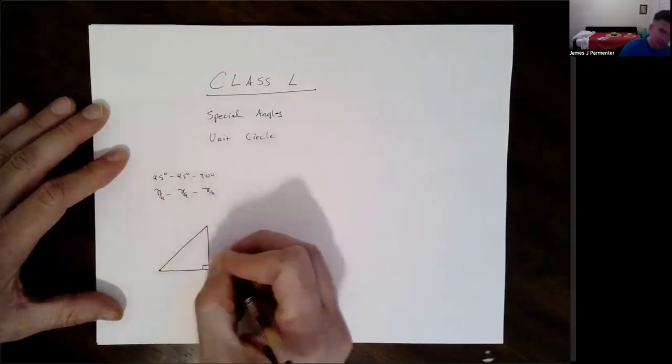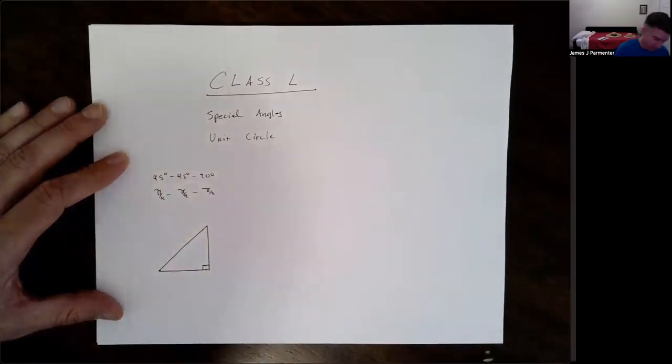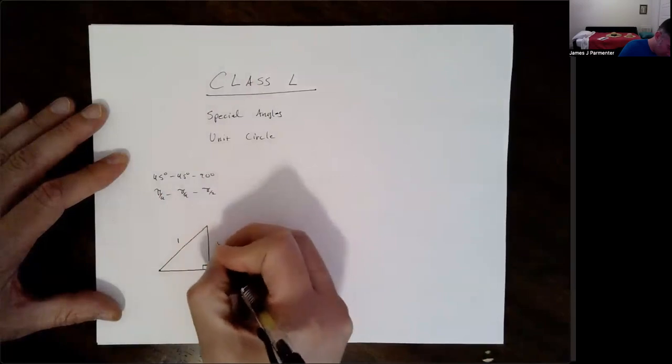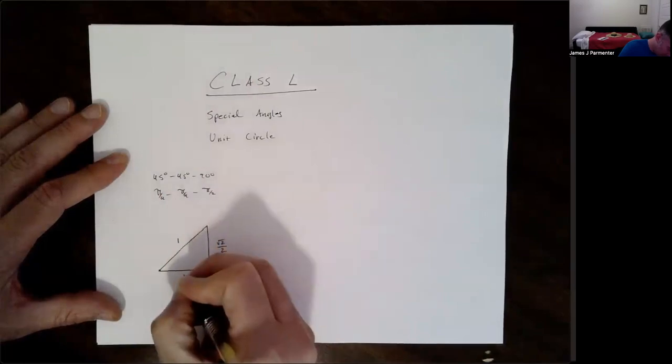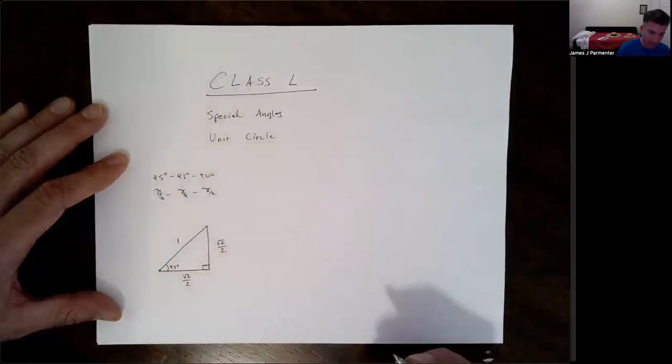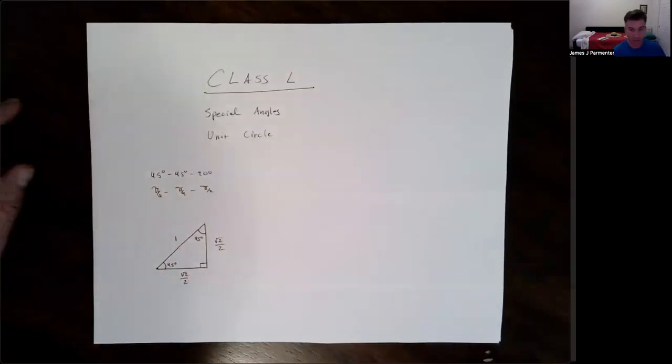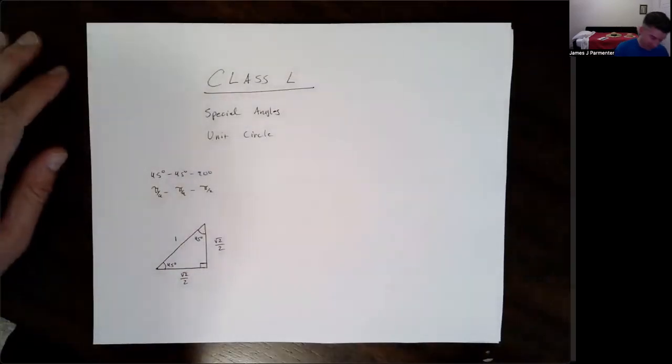We know that these sides are always the same, and this side is root 2 times it, but I always want my hypotenuse to be 1 here. So I'm going to make this 1. This is root 2 over 2. This is root 2 over 2. That's 45 degrees, or pi over 4 radians. This is also 45 degrees, or pi over 4 radians. And then we'll do the same thing for the 30, 60, 90.